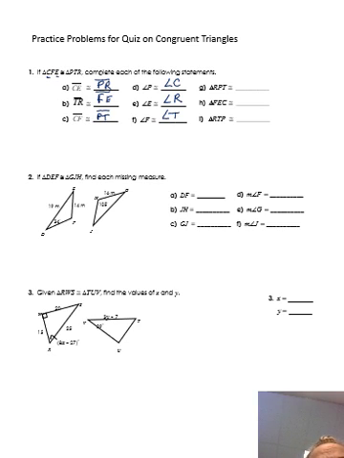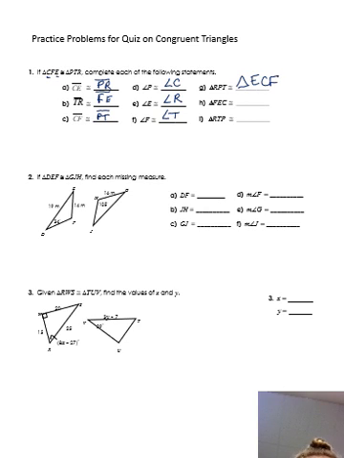Triangle RPT, let's see, they went last letter, first letter, second letter. So that's going to correspond to triangle. The last letter is E, the first letter is C, and the second letter is F.